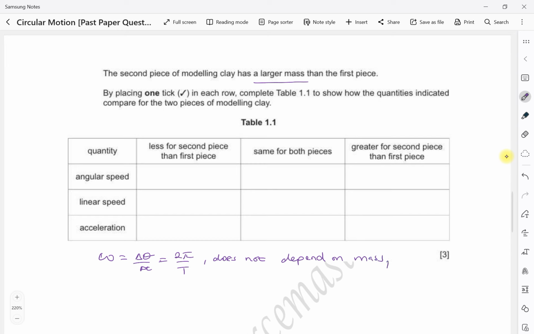Therefore, it is going to be the same. The angular velocity is going to be the same because it does not depend on the mass, even if they have different mass. It also does not depend on the distance from the center.